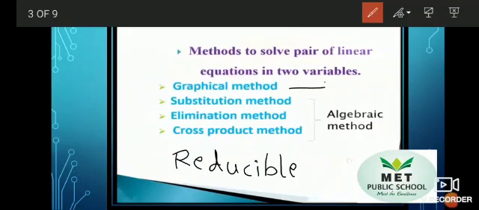In graphical method, you are going to solve the pair of linear equations by using the graph. And in the remaining 4 methods like substitution, elimination, cross product and reducible method, you are solving the pair of equations by using the steps and the formula, hence it is known as algebraic method.